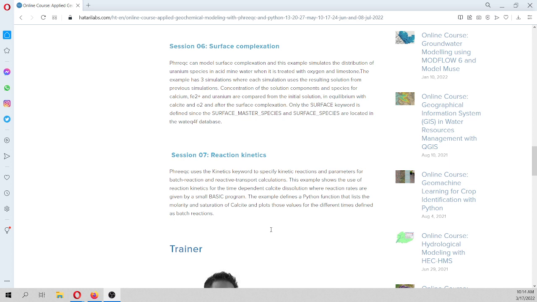If you don't know geochemical modeling, this is the course for you. If you are working with other tools on geochemical modeling, this is the course for you. Or if you are just working, and you want other tools to understand, to process and to retrieve information from your chemical simulation, this is the course for you.